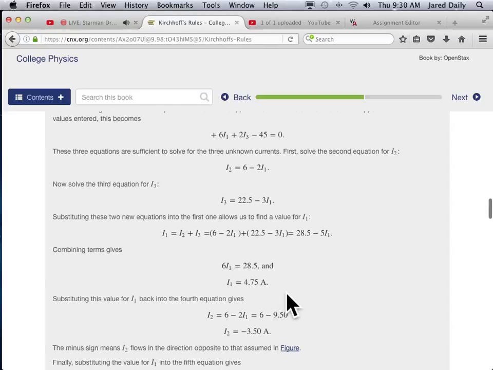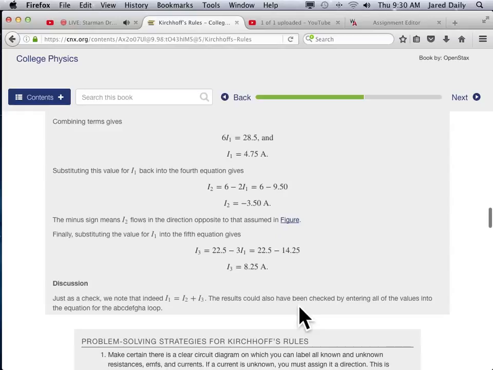Once you've solved for current 1, you can plug that into one of the previous equations and solve for current 2. Then you can plug both of those into an equation to solve for current 3. Once you have all the currents, then you know everything in the circuit about the currents. And then once you know all the currents, you can calculate all the voltages, because every voltage across every resistor is just that resistor times the current going through it. And so you can solve for everything in the circuit.